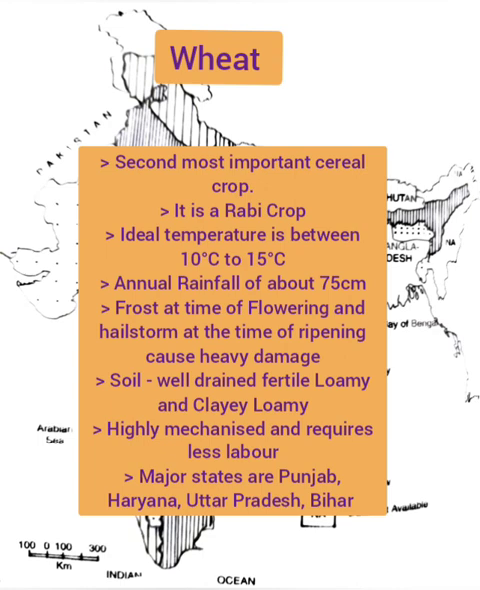Important food crop is wheat. It is a Rabi crop. Ideal temperature is 10 degrees centigrade to 15 degrees centigrade. Annual rainfall required is 75 centimeter only.